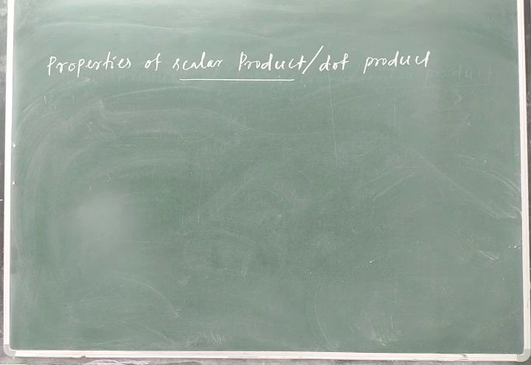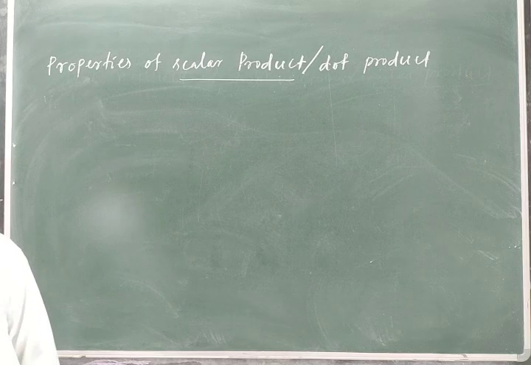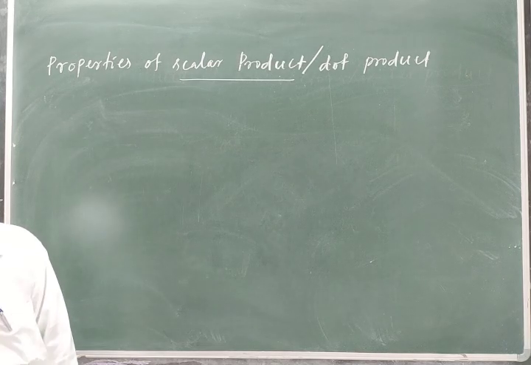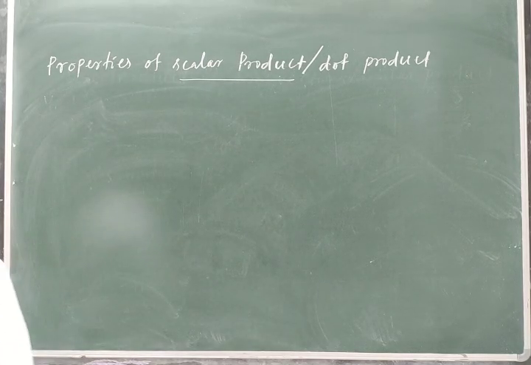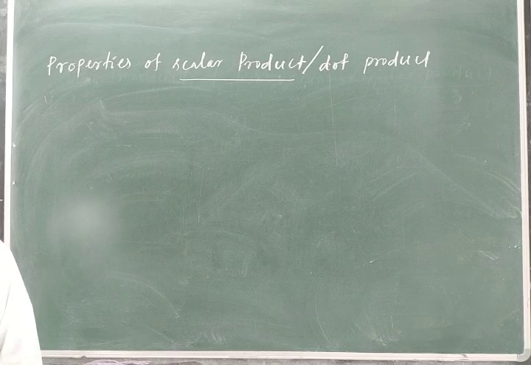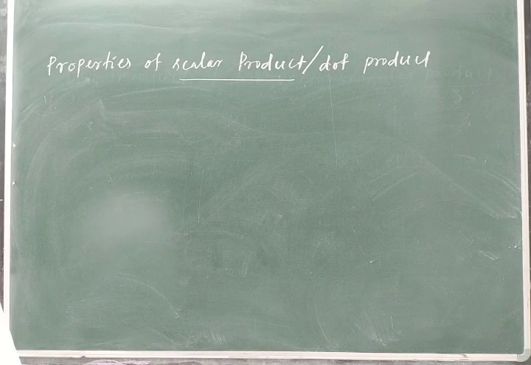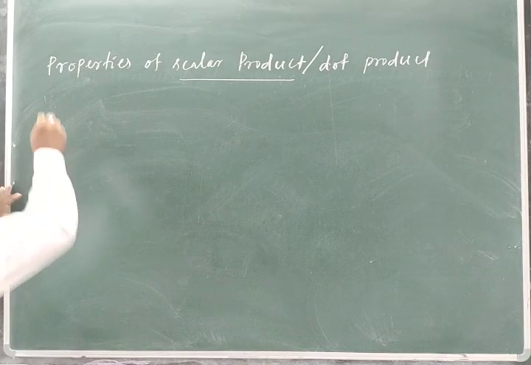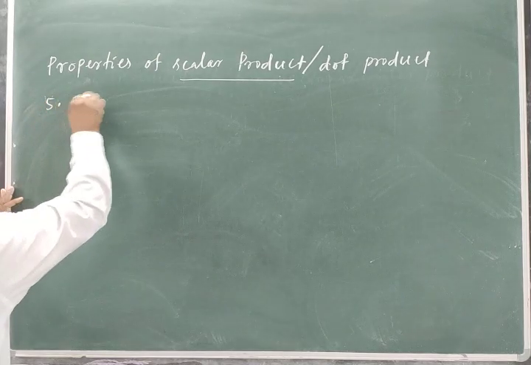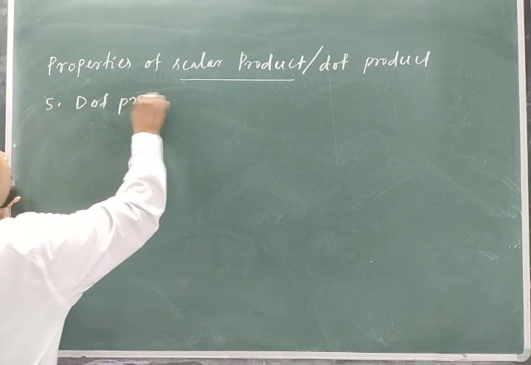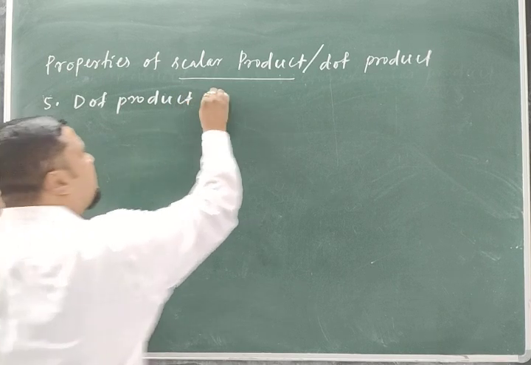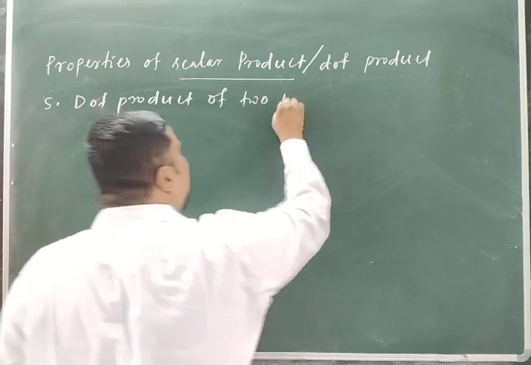The dot product of two parallel vectors. If I take the dot product of two parallel vectors, now we go for the fifth one, the dot product of two parallel vectors.